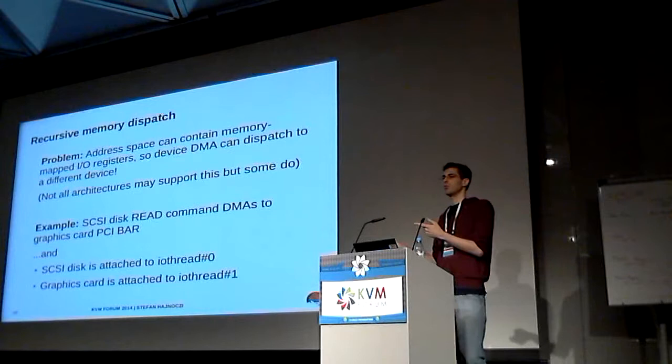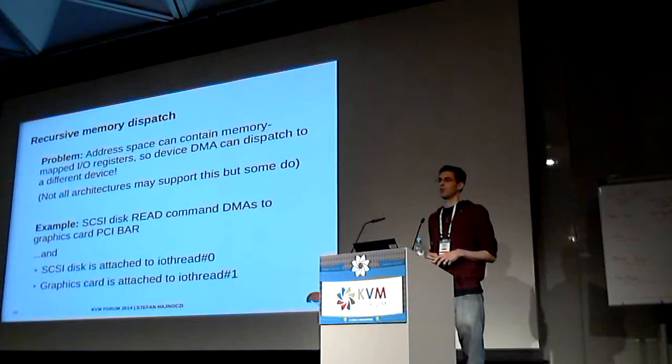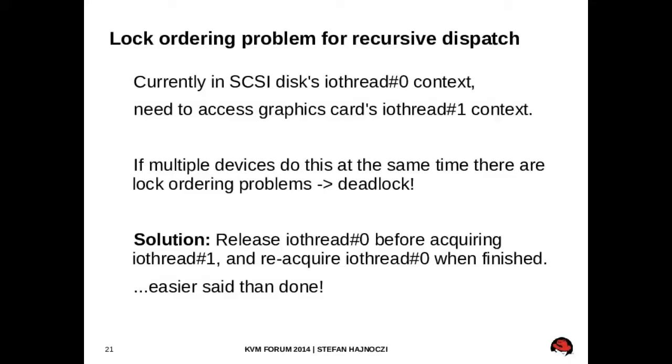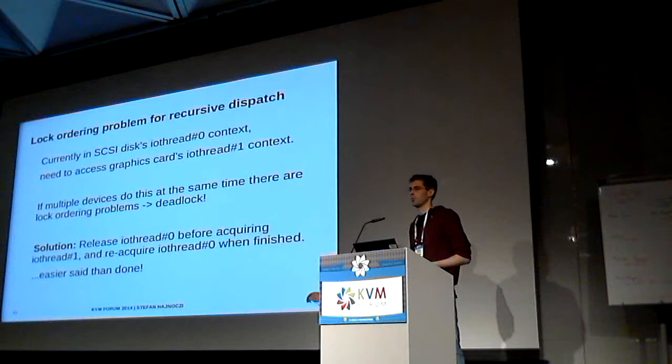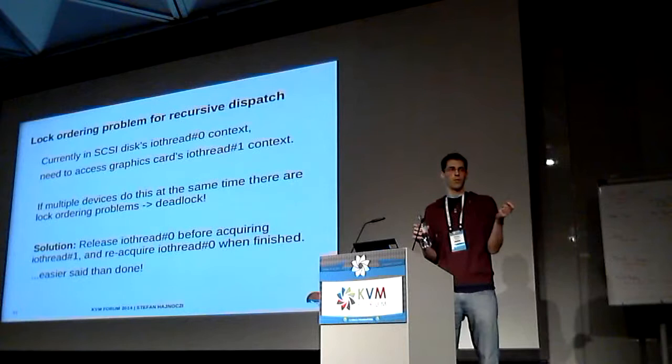Now, what do we do if the SCSI controller is in iothread 1 and the graphics card is in iothread 2? That's basically the problem. That's the recursive memory dispatch. Two devices talking to each other. So first of all, there's a lock ordering problem here, because if device A talks to device B, what happens when device B talks to device A at the same time? If they need to lock each other, then you can get a deadlock.